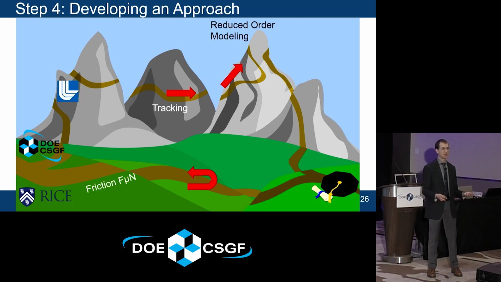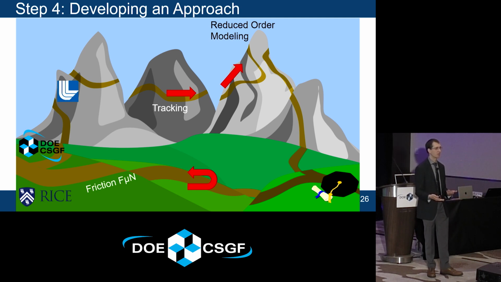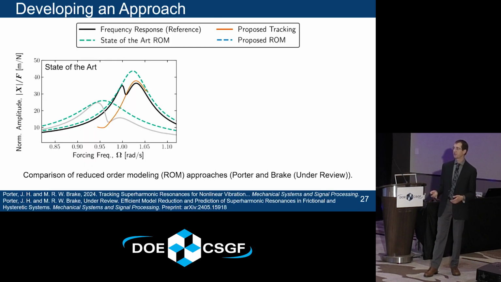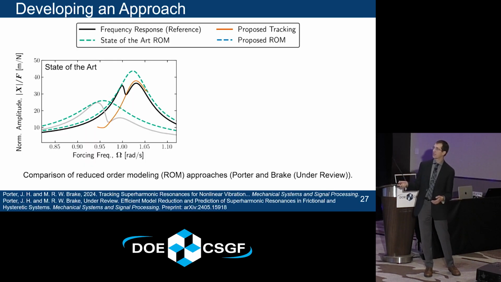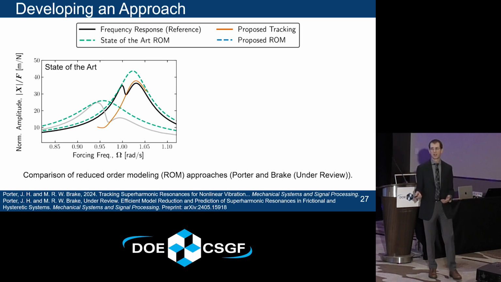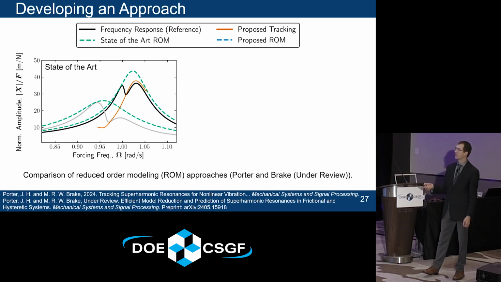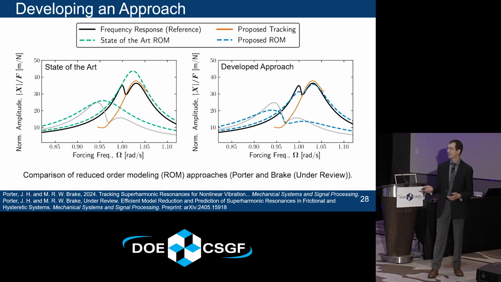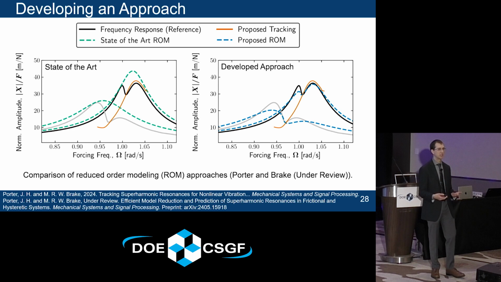So from here, I developed an approach to track where these superharmonic resonances are occurring, and then also applied reduced order modeling using that tracking approach. Here, the solid black and gray lines are the reference solutions, and the previous state of the art is this dashed green line that is completely missing this double peak behavior. In the first paper, I developed this orange line, which tracks where this local minima is. And in the second paper on the topic, I developed this new dashed line on the right that is a reduced order model that better captures this double peak behavior.